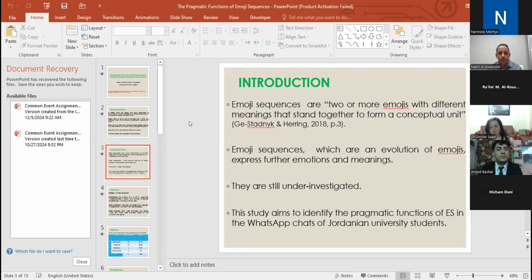So we had many specialties, many faculties. They come from different fields of specialization.